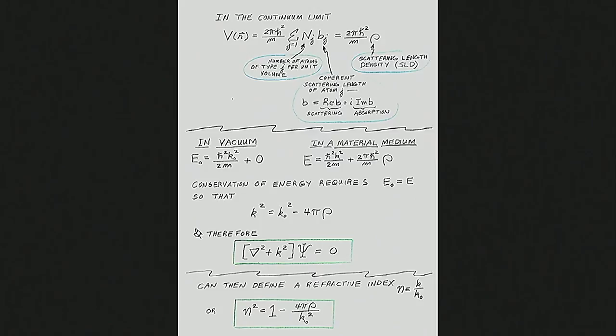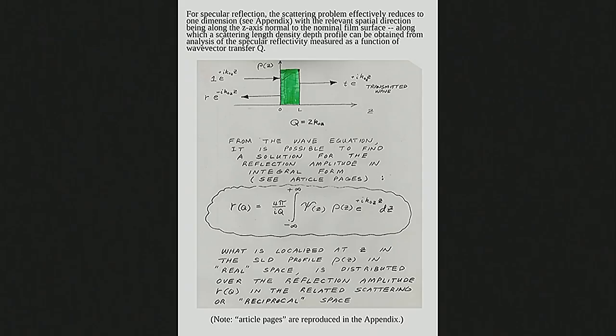So to make a long story short, if you solve the Schrodinger equation for this specular condition, it turns out that the reflected wave amplitude is related to the scattering density by this integral equation. This wave function here, this psi, is the wave incident in free space, just the plane wave we started with. This is the scattering density that can be described in terms of refractive index. And this wave function is a problem.